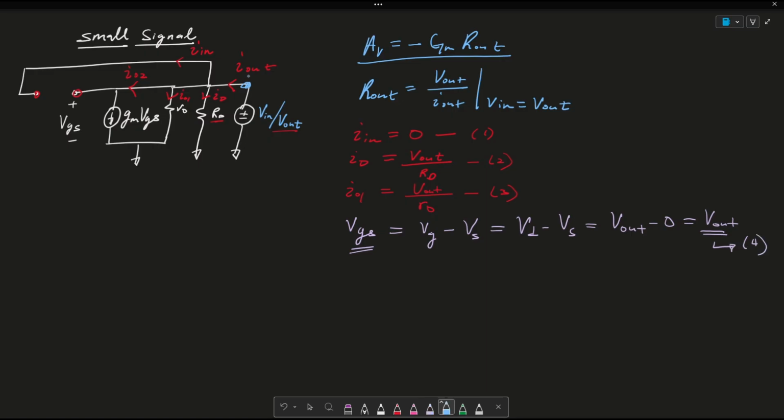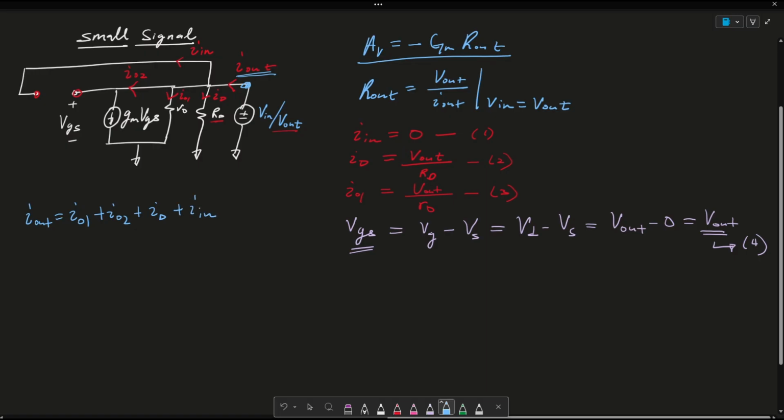Okay, so now let's write an equation for Iout. What we're going to do is use KCL, so we're just going to solve for current. We're going to say that Iout is equated to IO1 plus IO2 plus ID plus IN. And we know that IN here is 0.